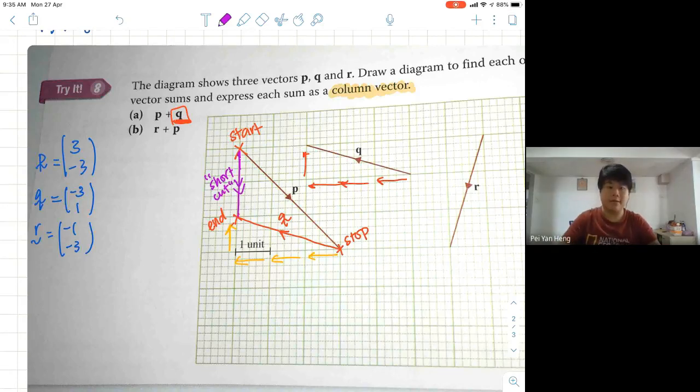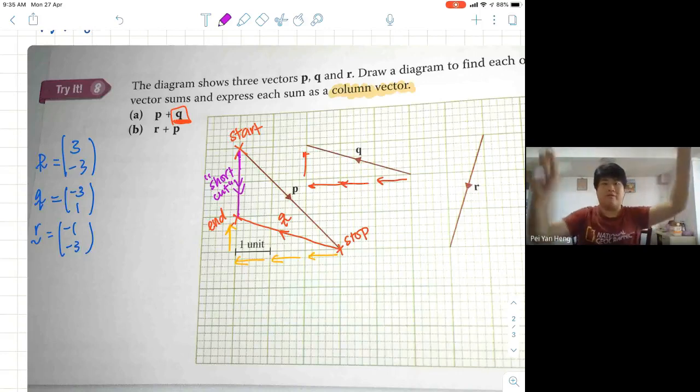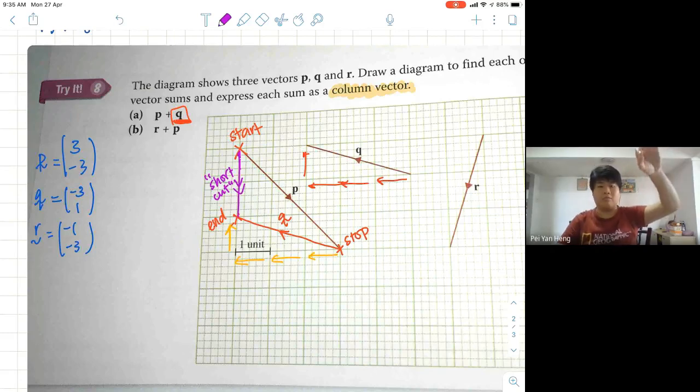Get it? Okay, this is vector addition. Okay, you are looking for the shortest path. Actually, you walk along a lot. You walk a lot of routes. Okay, but actually the shortest path is just a straight line connecting your starting point and the ending point. Okay, that is what we are looking at when we add vectors.